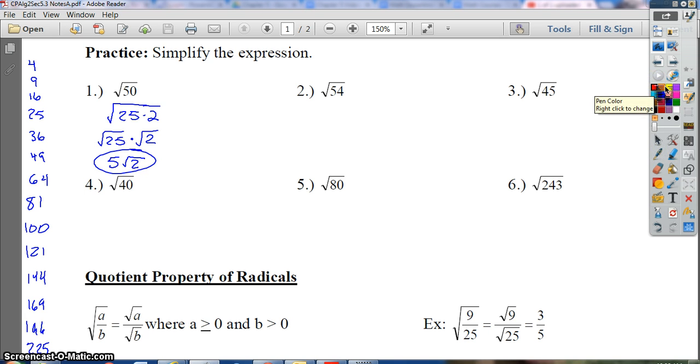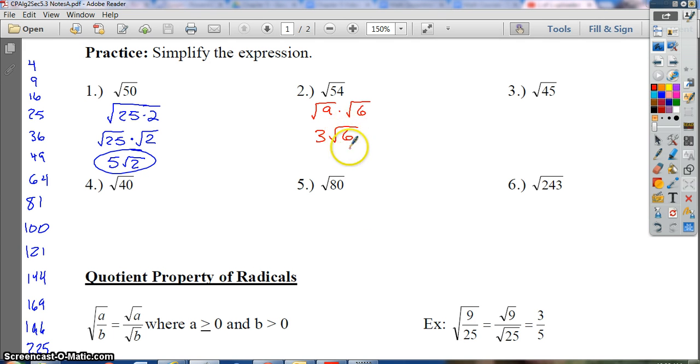Let's look at 54. Square root of 54. Well, 54 would fall in here. 49 doesn't go into it. 36 won't. 25 doesn't. 16 and 16 make 32 plus 16 is 48. Close, but no cigar. 9 does go into it though. So I'm going to say this is 9 times 6. 9 times 6 is 54? Yeah. So this is 3 root 6.